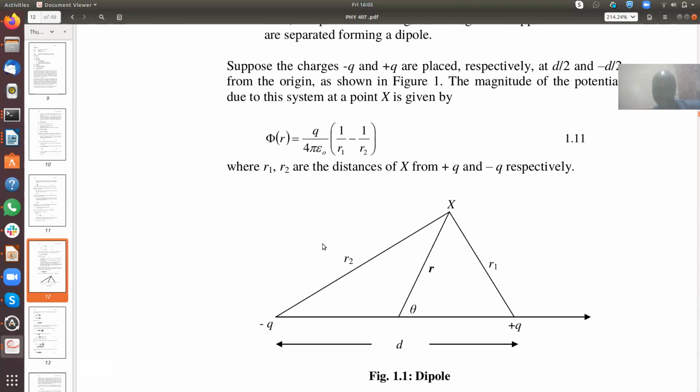So we say that R1, R2 are the distances to x, that is, the magnitude of the potential due to the system at the point x. If you have this point x, the distance from negative q to x is R2, because this is the second charge, and this is the first charge. From here to this place is this. Now from the center to x is r, which is more or less the resultant distance.